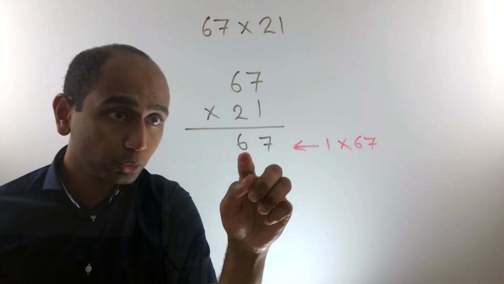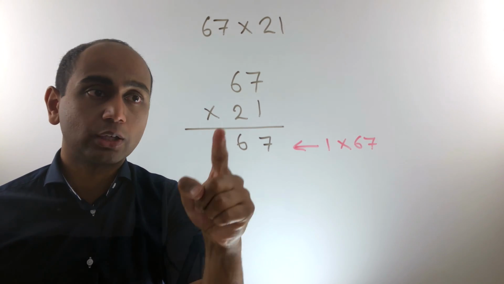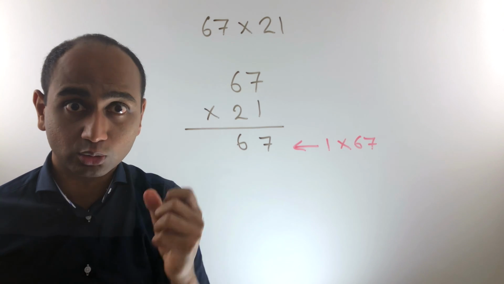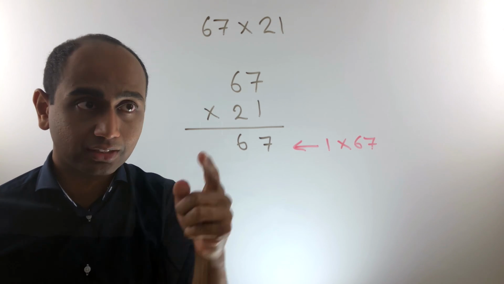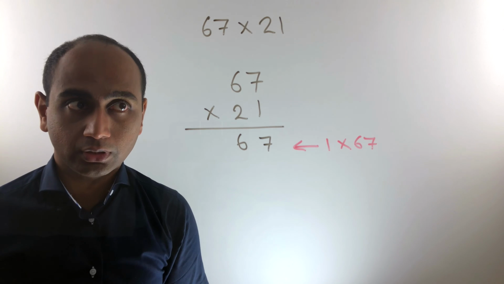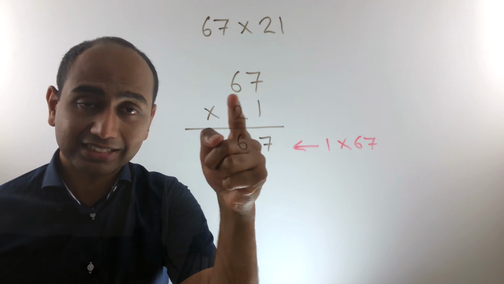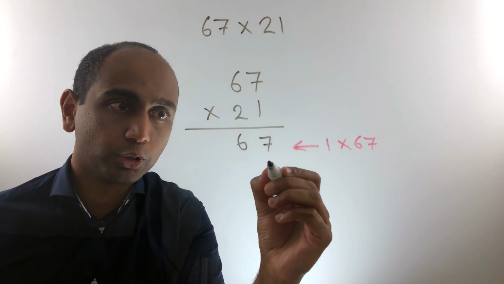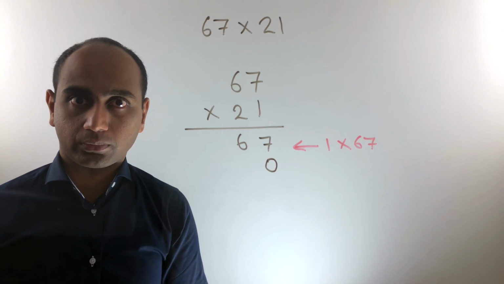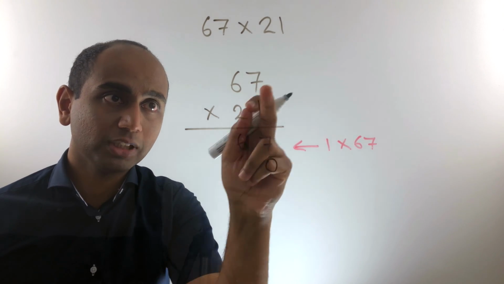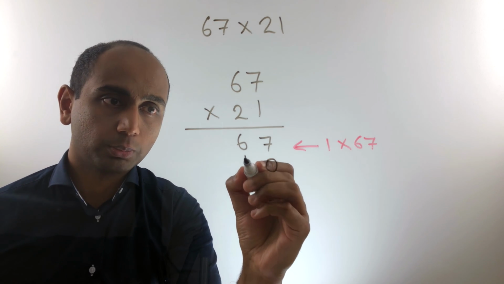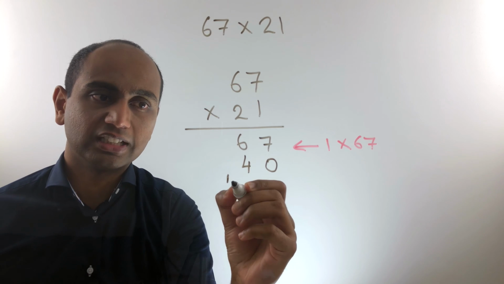Now in a new row just underneath, we're going to work out what 20 lots of 67 is. Remember, the value of that 2 is 20. It's 2 in the tens column. Now, because that's in the tens column, what we're going to do is put a 0 in here. And then we're going to do 2 multiplied by 7, which is 14. So we put a 4 there and keep a 1 underneath.